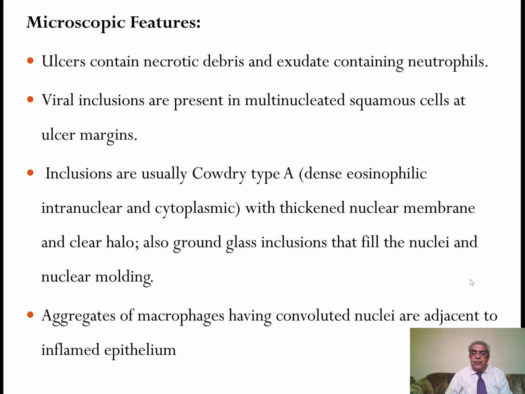Aggregates of macrophages having convoluted nuclei are adjacent to inflamed epithelium. So adjacent to the inflamed epithelium, one can find aggregates of macrophages, and these macrophages have convoluted nuclei.